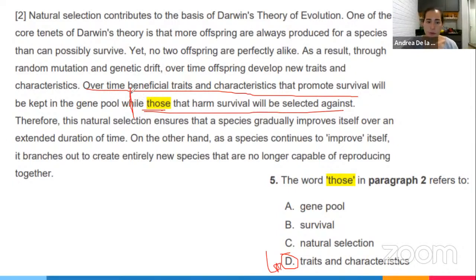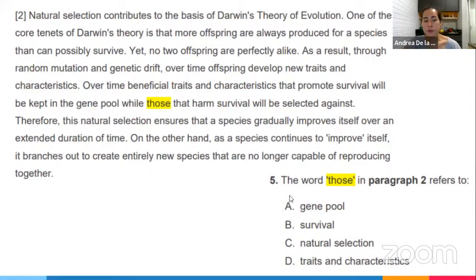And if you know how to use it, then you know that what is before "while" is the opposite to what is after "while." And that could be a good clue as well, because beneficial traits and characteristics should be the opposite of those that harm survival. That means that beneficial and harm are opposite, and therefore we should be talking about the same thing, traits and characteristics. But honestly, that's not even necessary. I'm going to give you one more tip for these type of questions. Before you even go back to reading the paragraph, my advice is only read the question and start eliminating options.